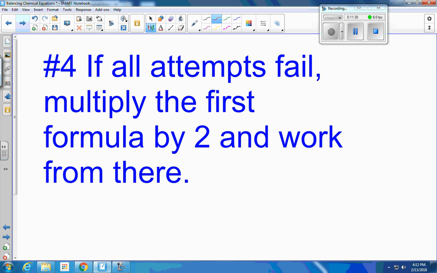Rule number 4. If all attempts fail at balancing an equation, I want you to erase what you did and multiply the first formula by 2 and work from there. This will generally work in most occasions, but not all. But this is kind of a last resort, and so we erase, start over, multiply the first equation by 2, and work from there.